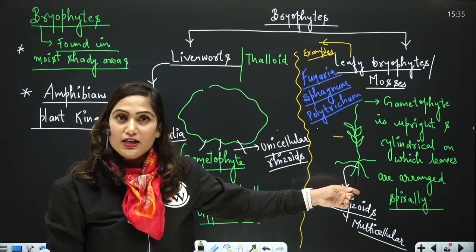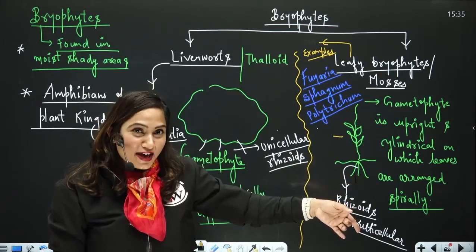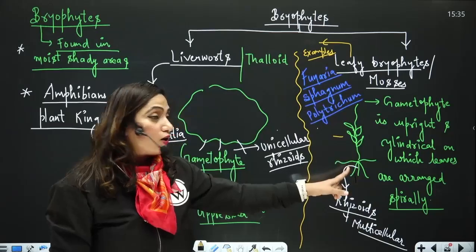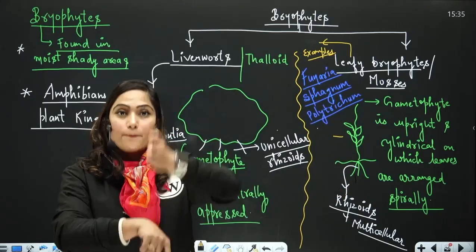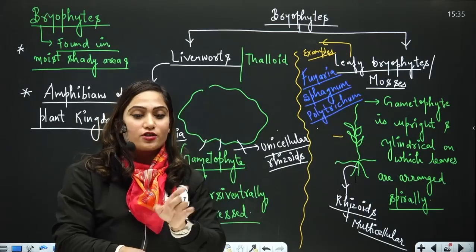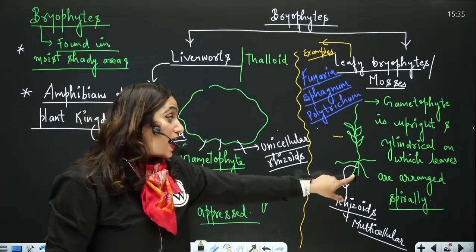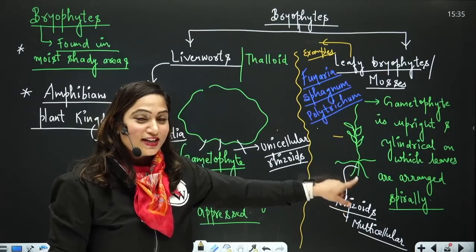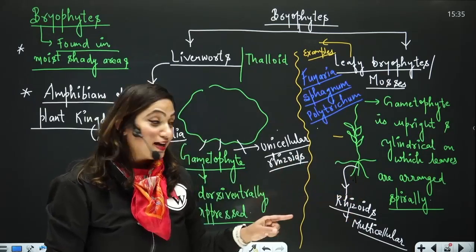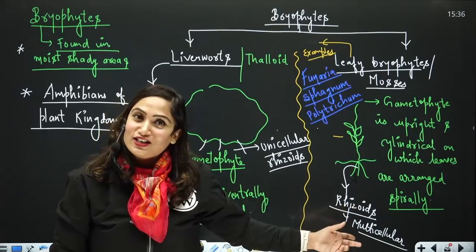Okay? This is not a leaf. This is a leaf-like structure. But NCERT has written it that way, that the gametophyte of the bryophytes has a perpendicular upright axis on which leaf-like structures or leaves are arranged spirally. And this is not root, they are rhizoids. But the rhizoids here are multicellular in nature.